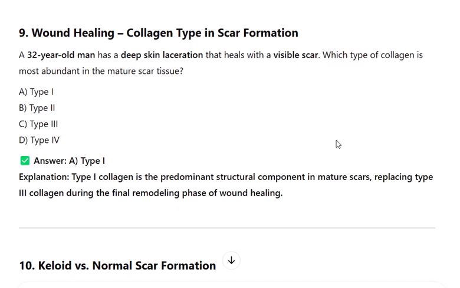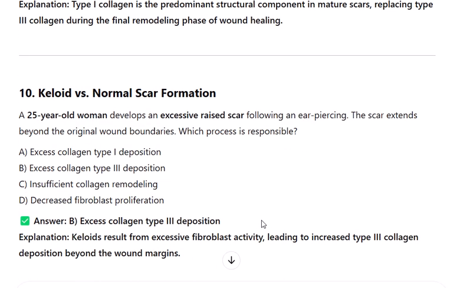10. Keloid versus normal scar formation. A 25-year-old woman develops an excessive raised scar following an ear piercing. The scar extends beyond the original wound boundaries. Which process is responsible? A. Excess collagen type 1 deposition, B. Excess collagen type 3 deposition, C. Insufficient collagen remodeling, D. Decreased fibroblast proliferation. Answer: B. Excess collagen type 3 deposition. Explanation: keloids result from excessive fibroblast activity, leading to increased type 3 collagen deposition beyond the wound margins.